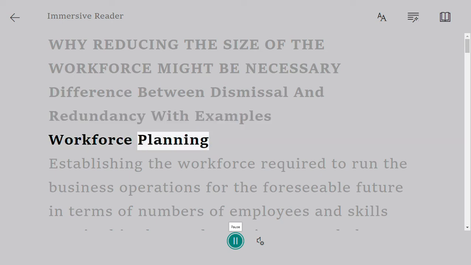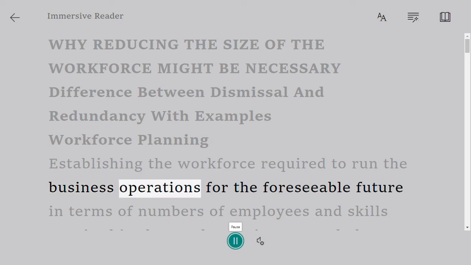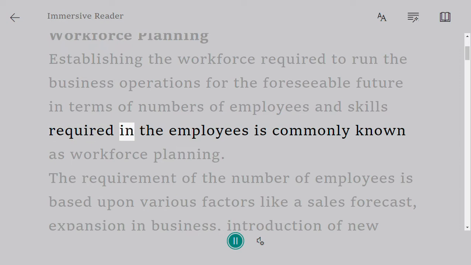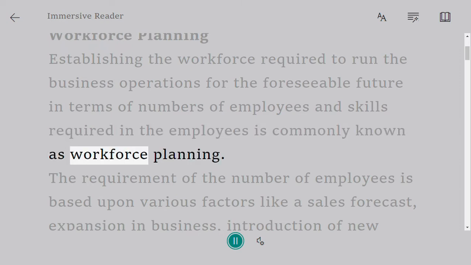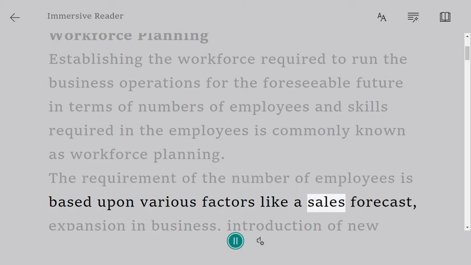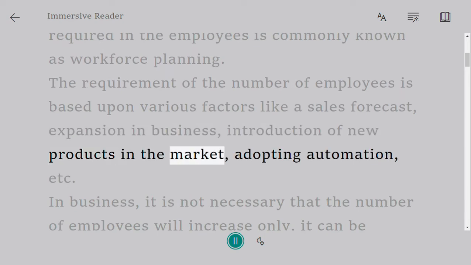Workforce planning. Establishing the workforce required to run the business operations for the foreseeable future, in terms of numbers of employees and skills required in the employees, is commonly known as workforce planning. The requirement of the number of employees is based upon various factors like a sales forecast, expansion in business, introduction of new products in the market, adopting automation, etc.